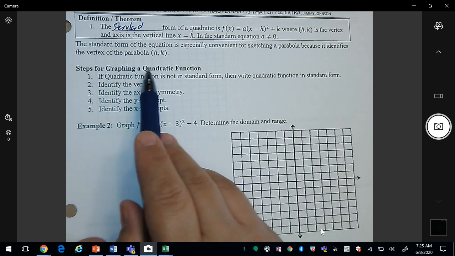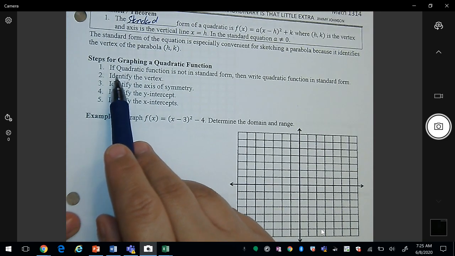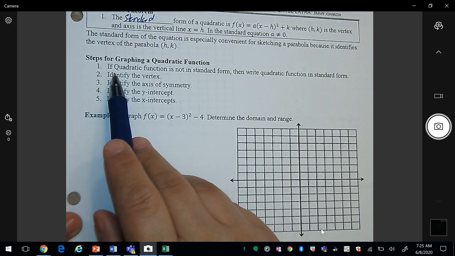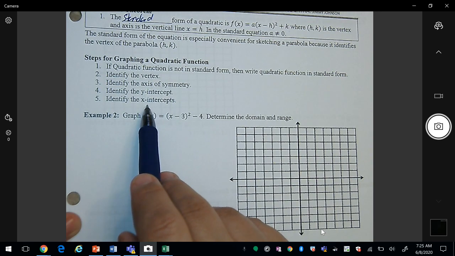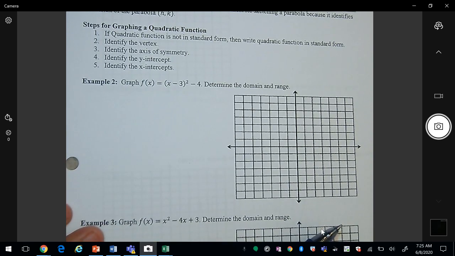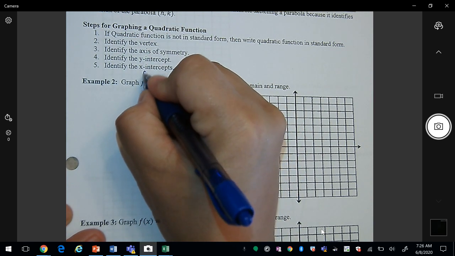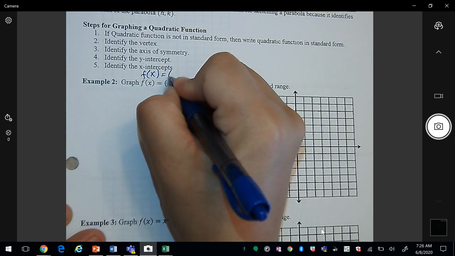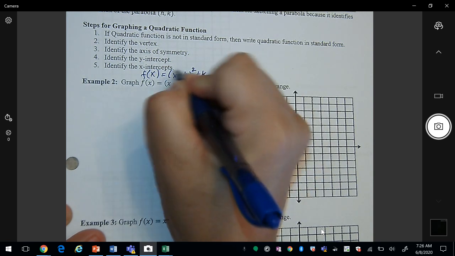So, steps for graphing a quadratic function. First, if your function is not in standard form, then we can write it in standard form. We identify the vertex, the axis of symmetry, the y-intercept, and the x-intercepts. If we look at example 2, this is already in standard form. Recall the standard form is this right here.